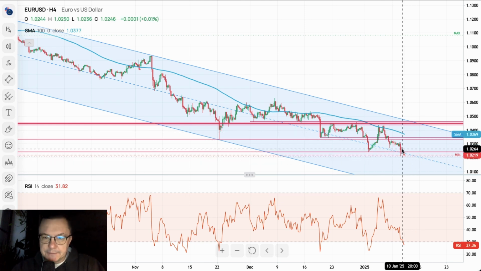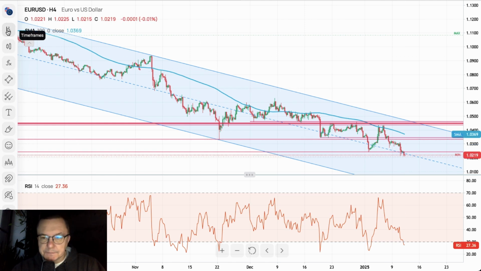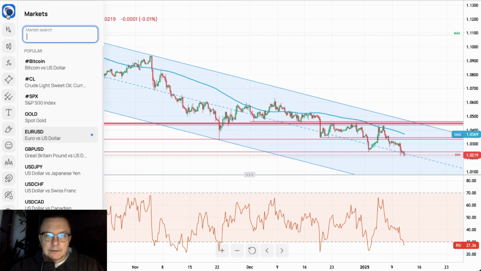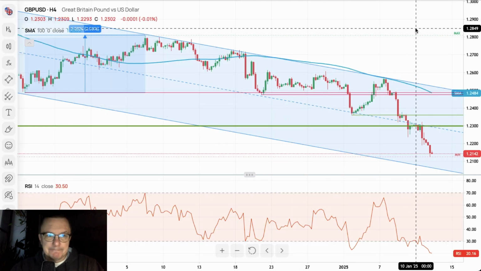Please notice that we're coming quite close to the parity level, when the euro will be equal to the US dollar. We are only about 208 pips away from the parity level again, and we've seen this level before in 2022, just after the pandemic, after the COVID. Okay, so that was the euro dollar.